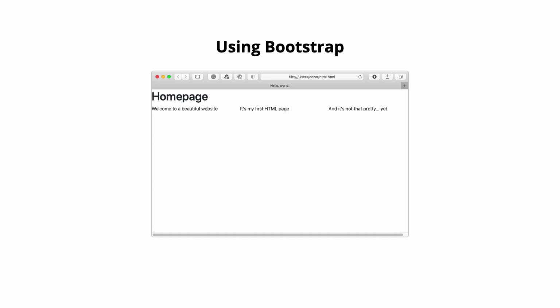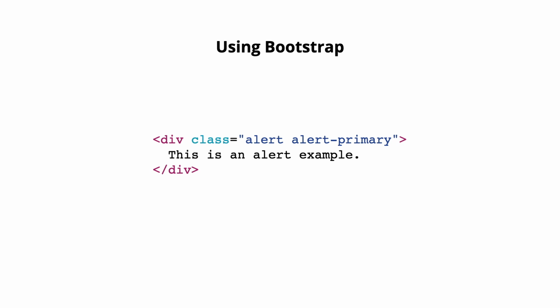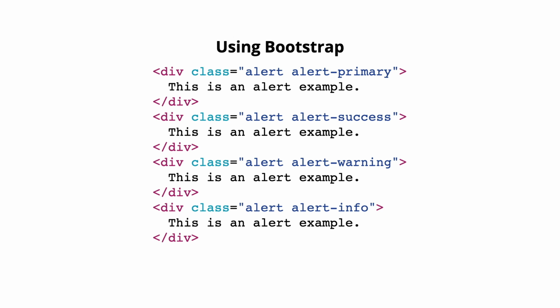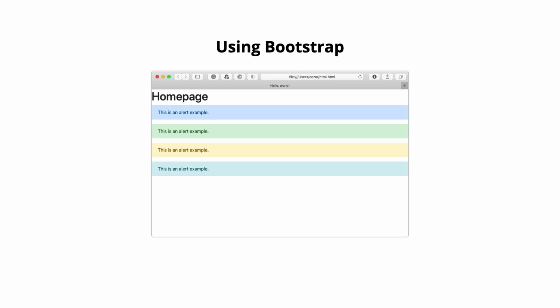Let's look at a few more examples. Here's what an alert looks like. It's basically just a div with some text, but displayed as blue text on a blue background. And just by changing the name of one class, you can have different styles. Here's an example. All I've changed is the name of the alert class, and the color of the alert changed.